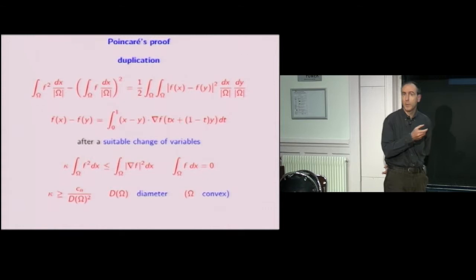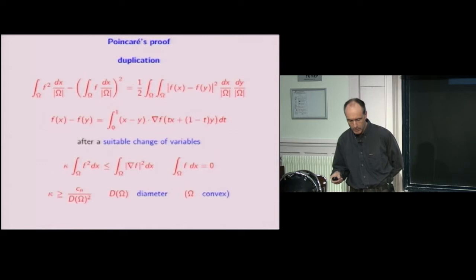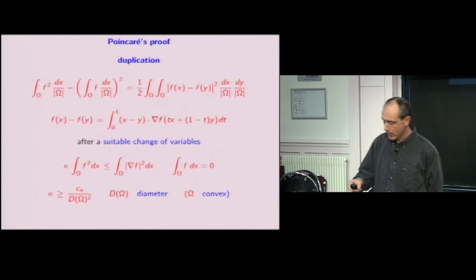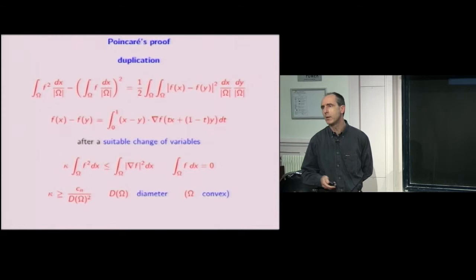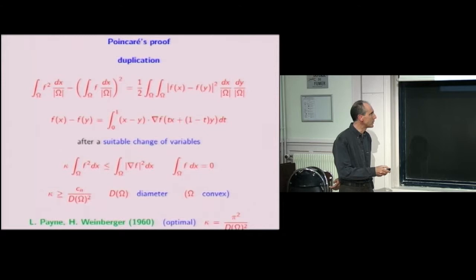And actually, if one is interested in the dependence of the constant kappa only in terms of the diameter, this is the best possible dependence. Only the constant here was not optimal, and it has been improved much later in a work by Payne and Weinberger with the optimal pi squared for the constant C_n.